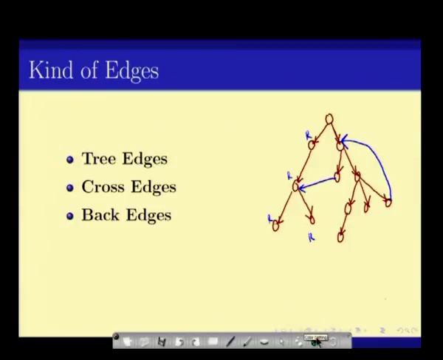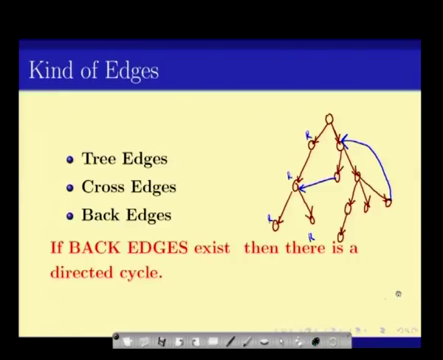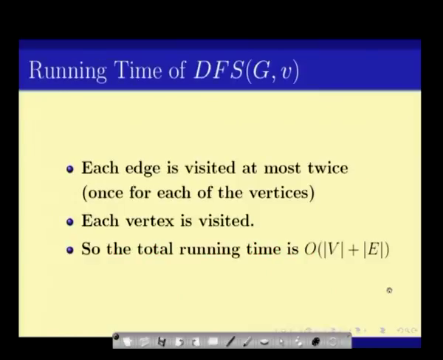It is very easy to keep track of which one is a cross edge and which one is a back edge. More importantly, this says that if, while doing the DFS, I encounter any back edge, that means I have got a directed cycle. What is the running time of the algorithm? It is the same, as we discussed last time: order V plus E.